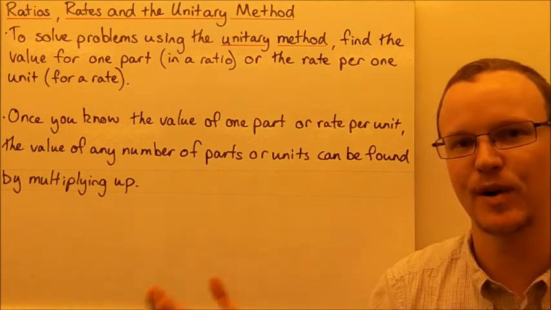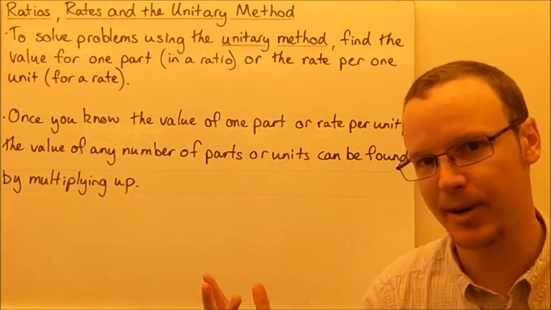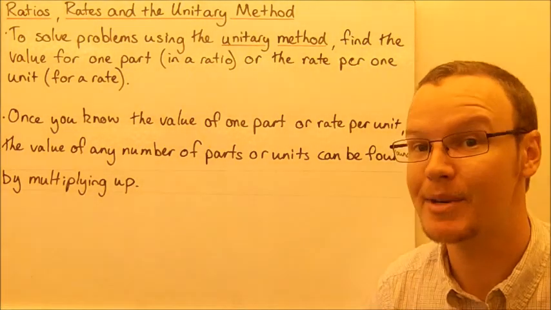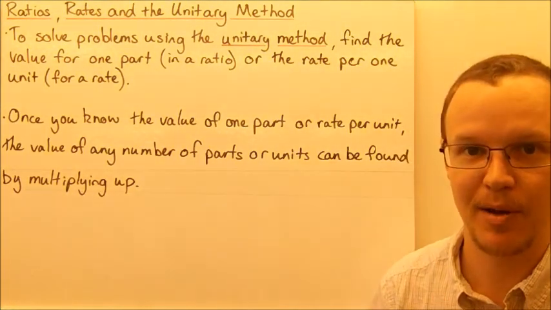So if we find the value of one part and we need 10 parts, we just multiply up by 10. If we find the value of the rate per 1 unit and we need the rate per 50 units, then we multiply by 50.